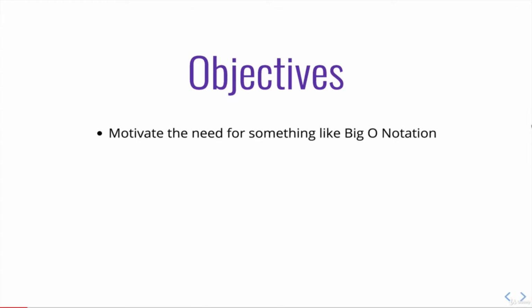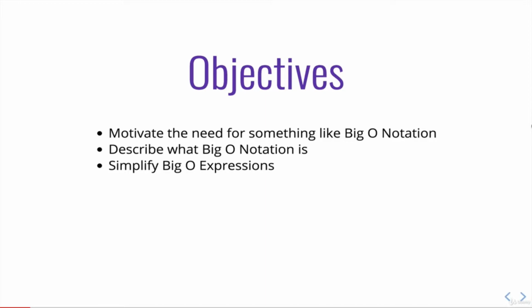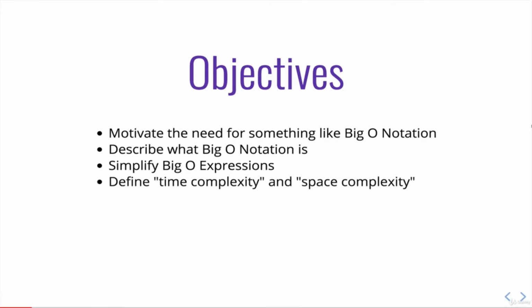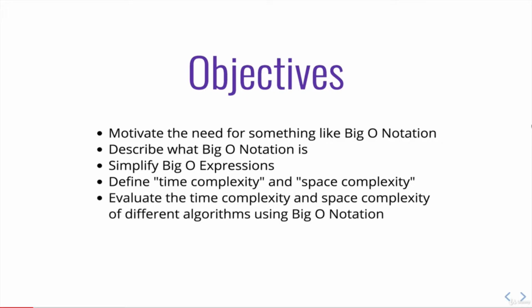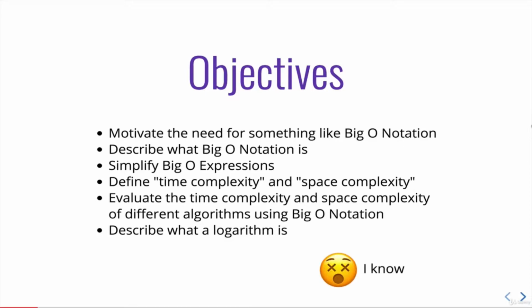Let's talk about the objectives for this section. So in this video, we're going to start by just talking about the need for something like Big O notation. I haven't even mentioned what it is, so we're going to get to that. Then we're going to describe what it is, so why we care about it, what it is. We're going to learn to simplify Big O expressions. We'll define time complexity and space complexity. We'll evaluate time complexity and space complexity of different algorithms using Big O notation. And then we'll describe what a logarithm is, a bit of math at the end there. So I know it's a lot, but we're going to start with this first bullet point.